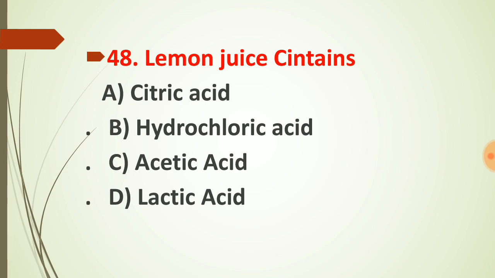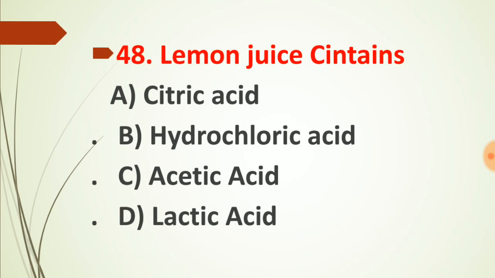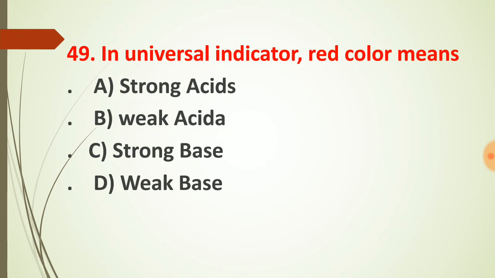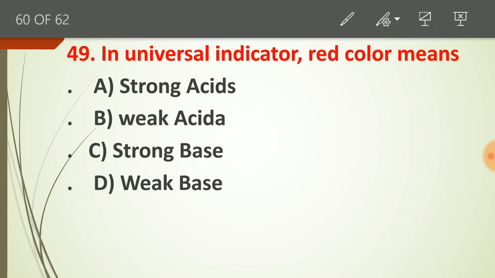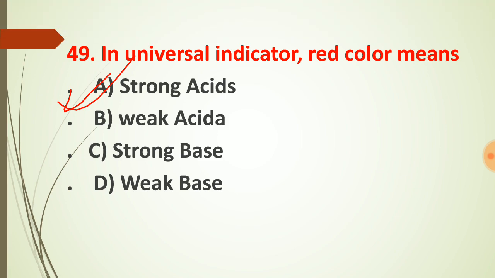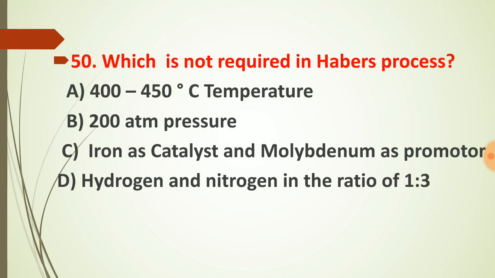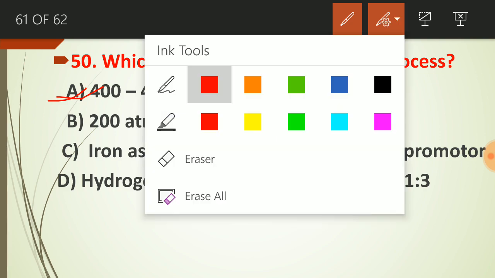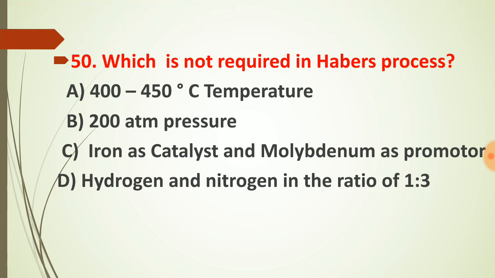Question 48. Lemon juice contains citric acid. Question number 49. In universal indicator, red color means strong acid. Let us come to question number 50. Which is not required in the Haber process? Let me leave this question as your homework. Let me know the answer in the comment section, because it has already become so long.